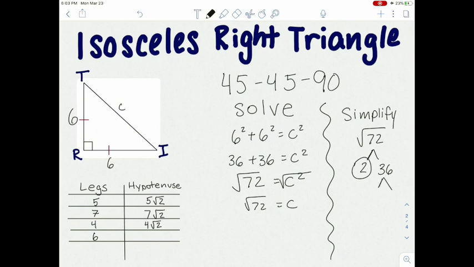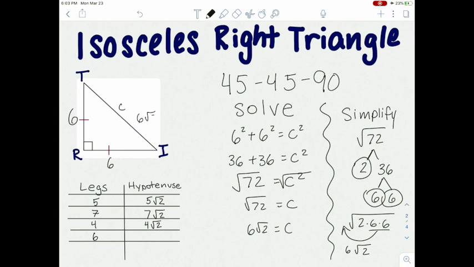2 is prime, so that stops there. 36 gets broken down into 6 and 6. Since they're already paired, we don't need to break them down further. 2 times 6 times 6. The pair of 6's leave. 2 is left. 6 radical 2 equals C. When the leg is 6, our hypotenuse is 6 radical 2.